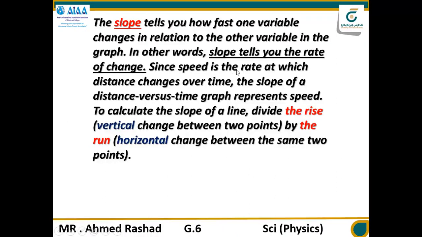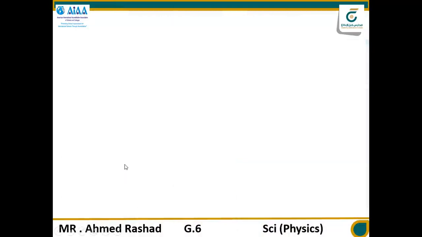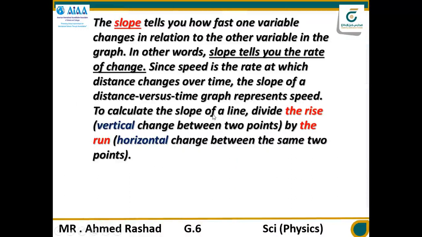Since speed is the rate at which distance changes over time, the slope of a distance versus time graph line is divided into what? So we have a new word here. Slope is the equation that measures the rate of change of one variable to another variable, like distance and time in the graph of motion.